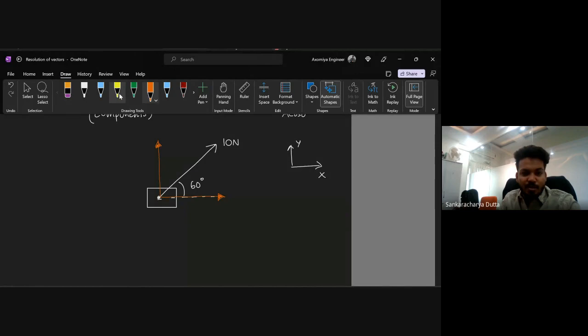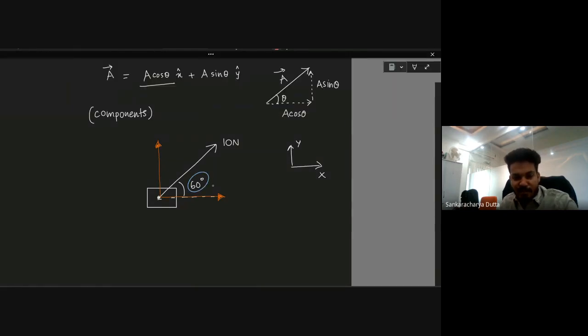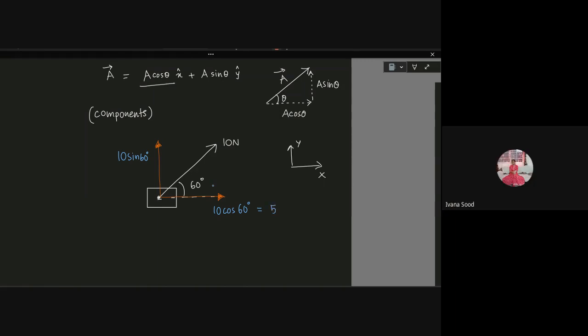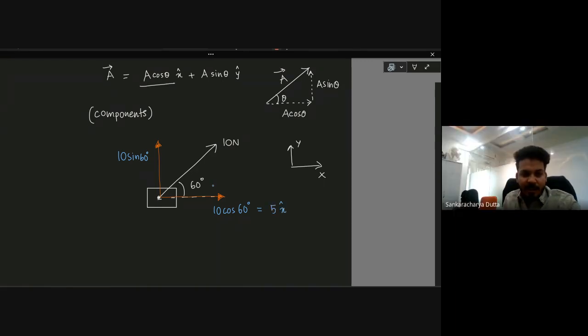Out of these two components, one component is towards theta. Towards theta means in the direction of 60, so this is going to be cos 60, that is 10 cos 60. The other component is away from theta. It's not close to 60, it's away from 60, so this is going to be 10 sine 60. Give me the values. Cos 60 is half, so this is going to be 5 in the x direction. And this one will be 5 root 3 in the y direction.